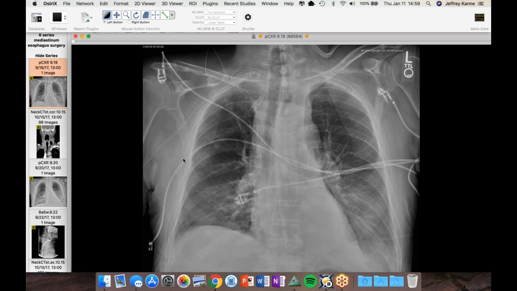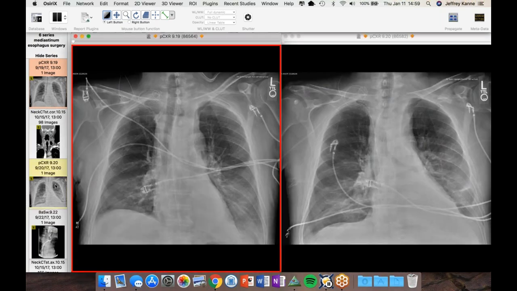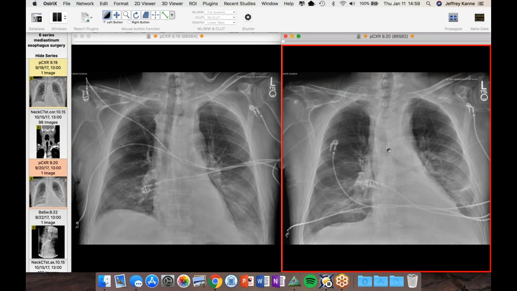Now here's the next day, and I'll put them up side by side, and you should be able to see both of them, I hope. If not, you'll notice on the image on your left, or screen right, I'm backward here, my right, the gastric tube is now moved over to the right.